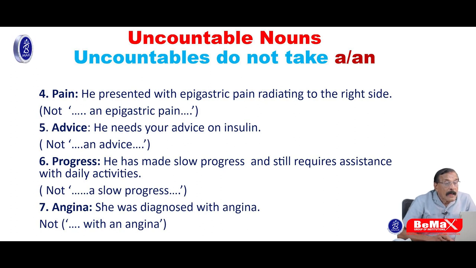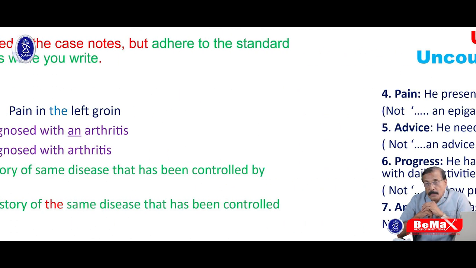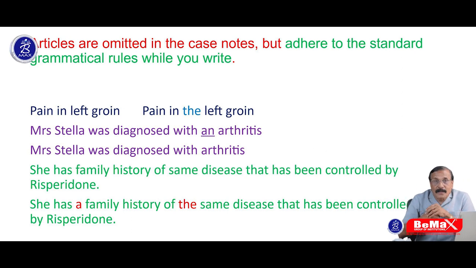So these are articles. The title of the day is use of article, but that is only 50%. More important is where you do not use articles. Articles are omitted in case notes, and you see that in case notes. When you read case notes, they do not use articles because it's a note form. So be very careful. Articles are omitted in the case note, but you adhere to standard grammar rules, otherwise you will be losing marks.